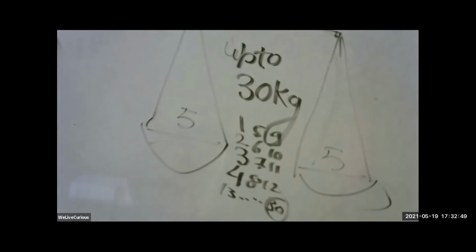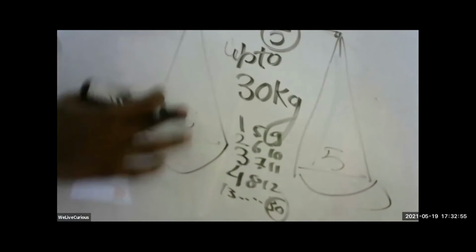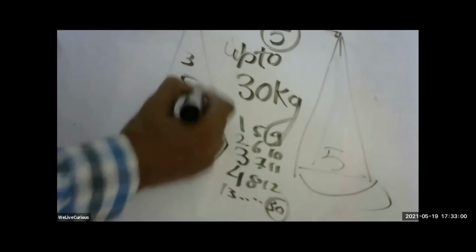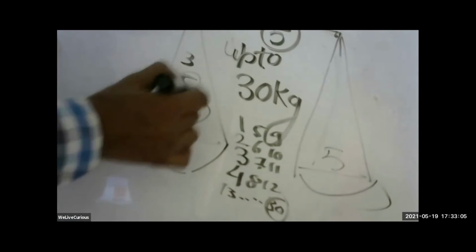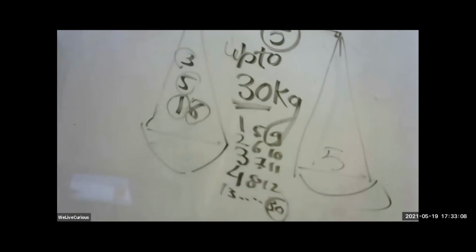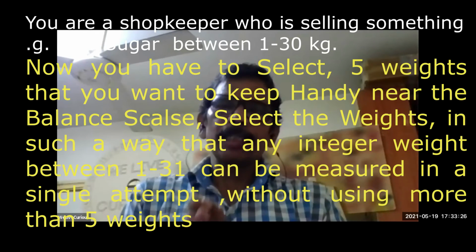Using only 5 weights. You can have 5 weights only. You choose 3 kg, you choose 5 kg, you choose 1 kg, you choose 6 kg. I will give you 5 weights, but you should be able to measure 30 kgs. This is the question. What numbers will you choose? You understand the question? You have 5 weights, and you have to measure up to 30 kg.